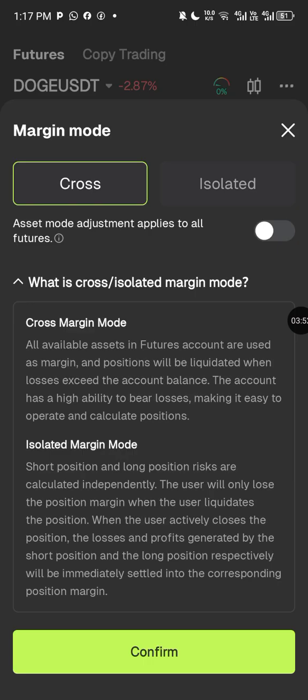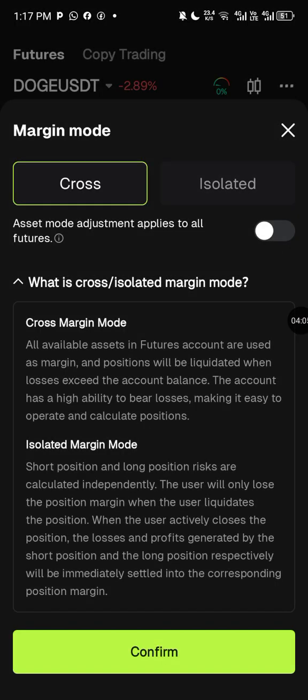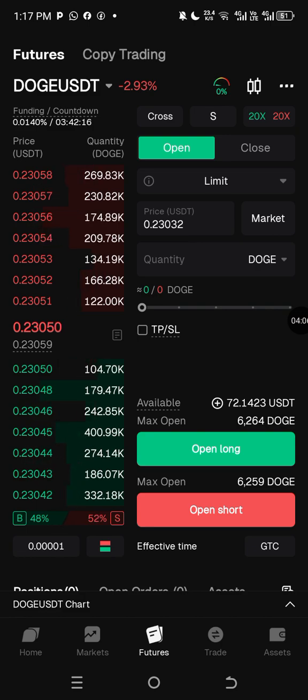When the user actively closes the position, the losses and profits generated by the short position and the long position respectively will be immediately settled into the corresponding position margin. So I believe by this explanation, you already know which one you should be using.